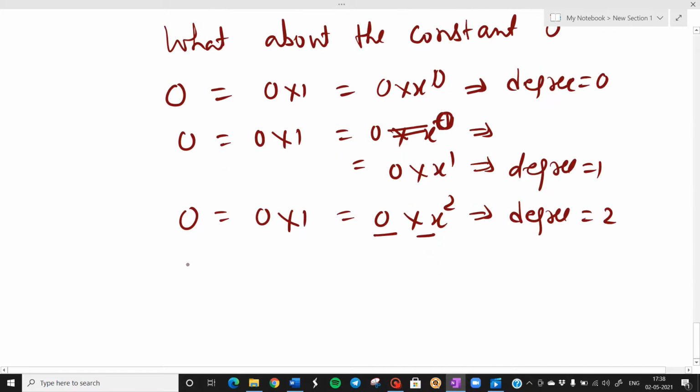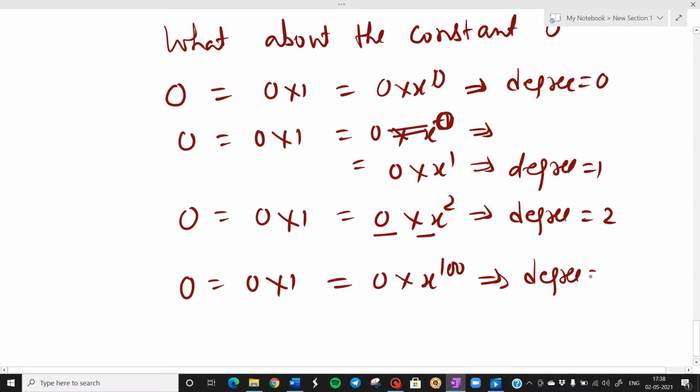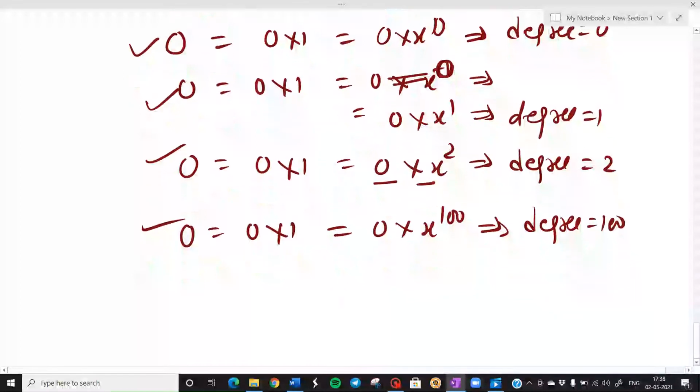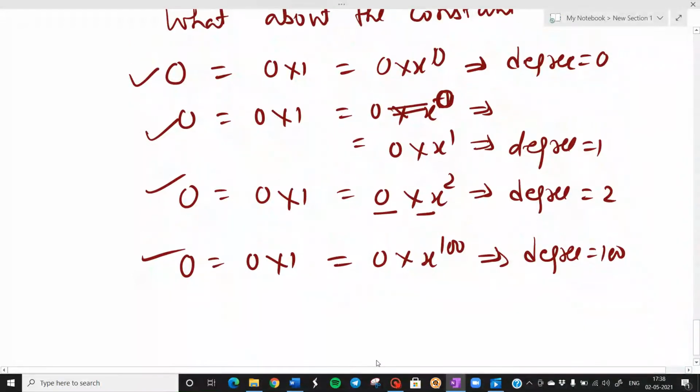Further, we can take so many examples. 0 can be written as 0 into 1. We can write 0 into x power 100. So degree, that is 100. Going through all these examples, we can say that any real number can be the degree of the constant polynomial zero.